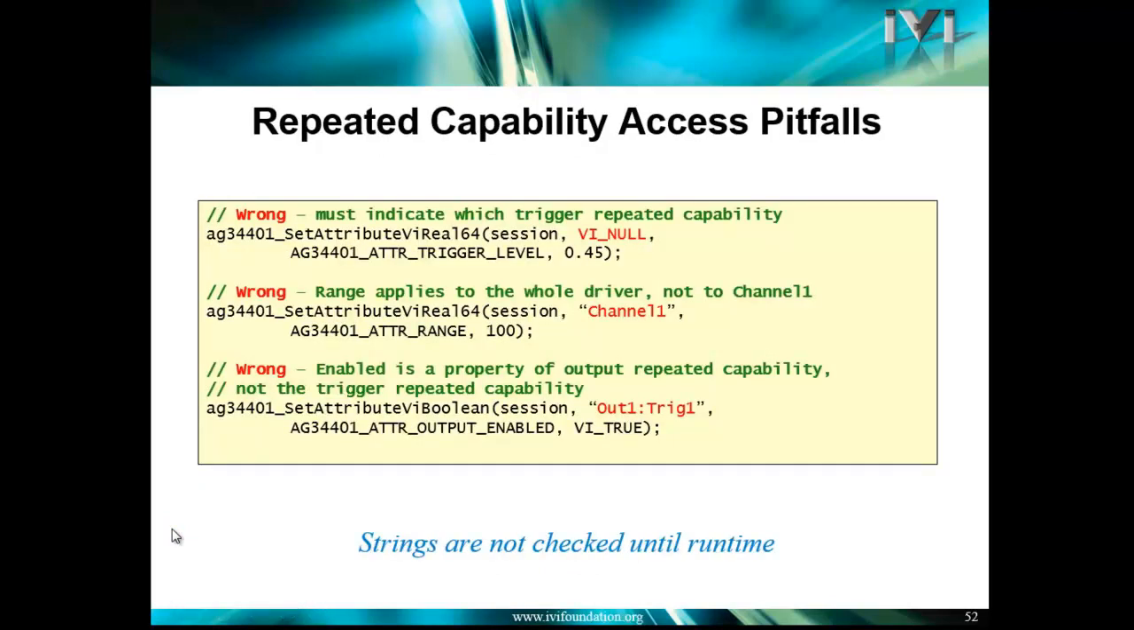So a few things to be wary of with repeated capabilities when calling from C is that the string parameter can't be null. You've really got to specify one of the repeated capabilities. And of course, that string's not really going to be looked at by the API until runtime. So you don't get any degree of checking until this is run.